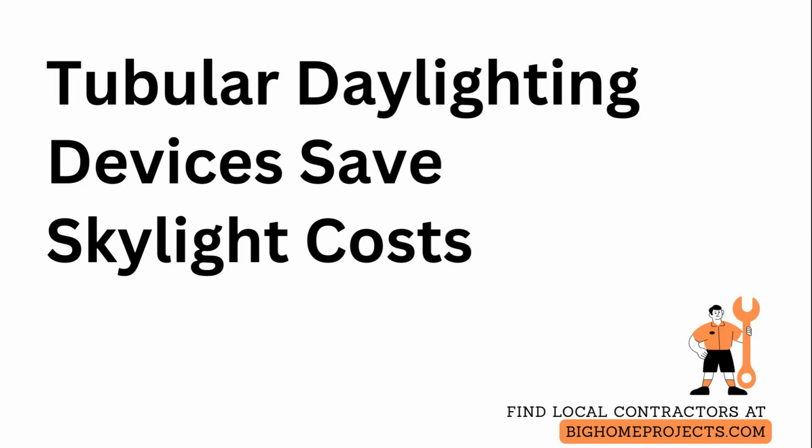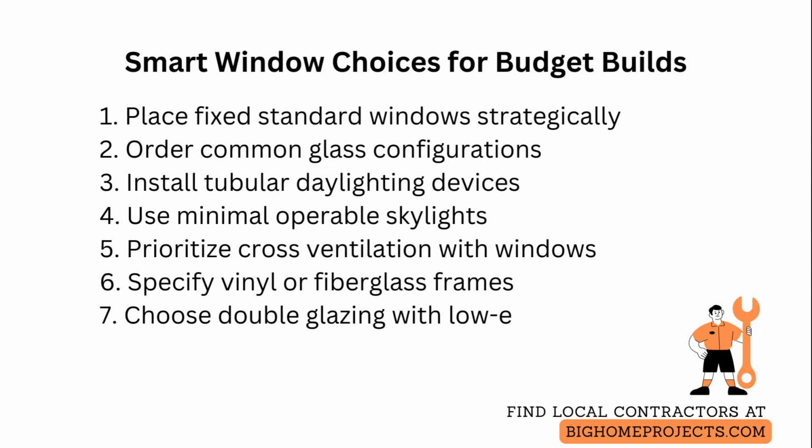Limit specialty windows and skylights when building to keep your project budget-friendly and reduce ongoing maintenance. Start by placing a simple daylight plan that uses fixed standard windows to capture light where occupants need it most. Choose window sizes that match standard framing and order common glass configurations to avoid custom lead times and higher costs.